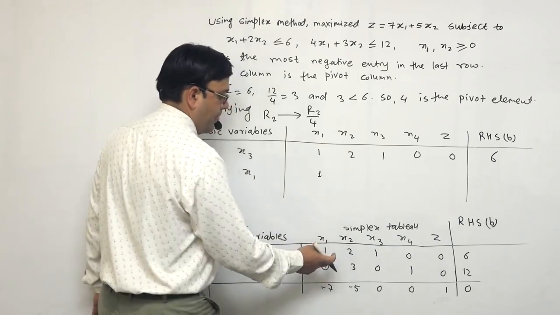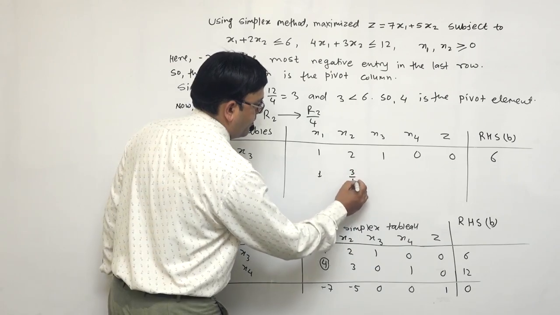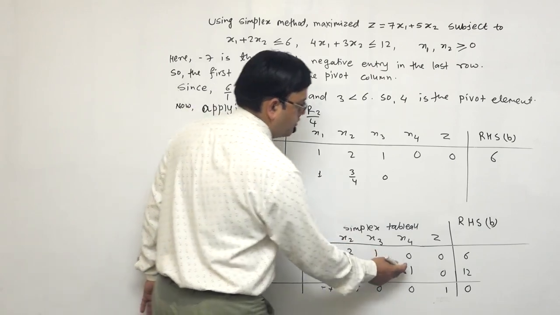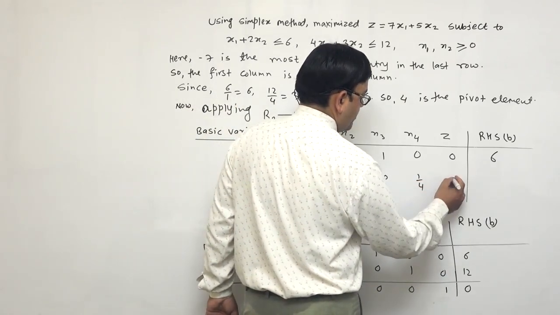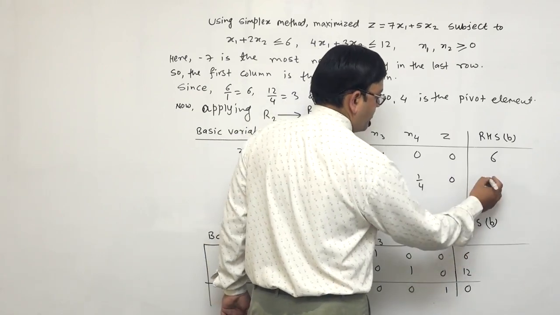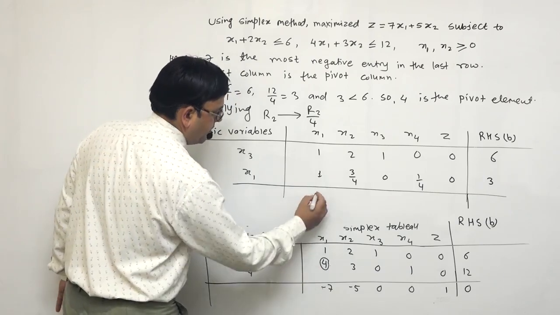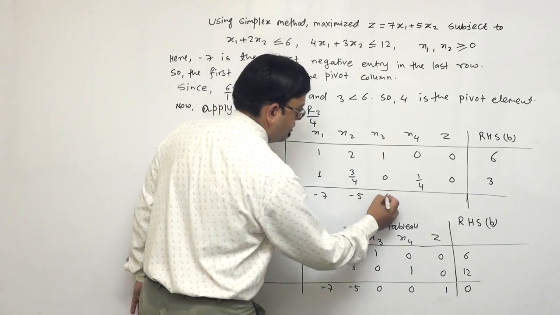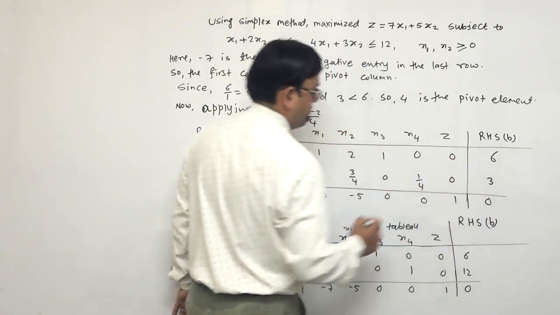Similarly, this 3 divided by 4 means 3/4. This is 0 divided by 4 is also 0. And this one is 1 divided by 4 is 1/4. And this 0 divided by 4 is 0. This is 12 divided by 4 is 3. And the last one is here same. So -7. And then -5. 0, 0, 1, and then 0.